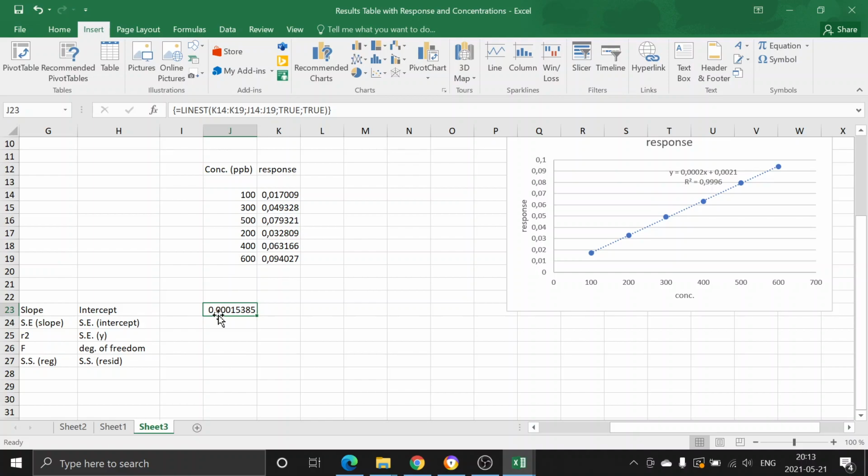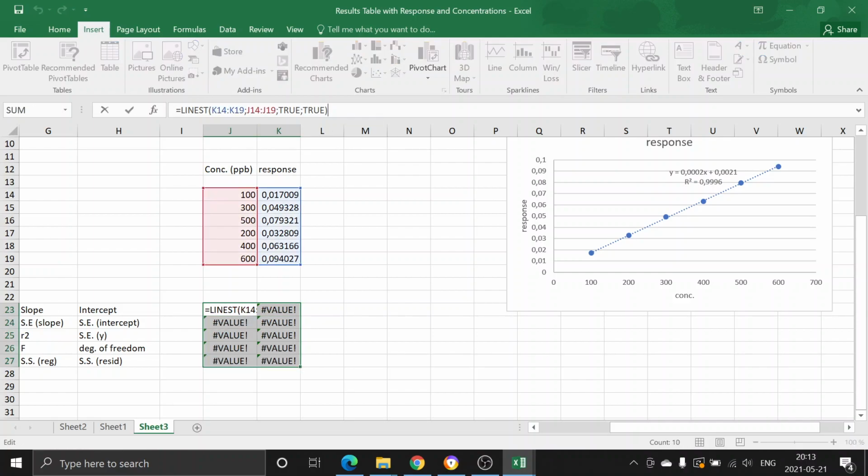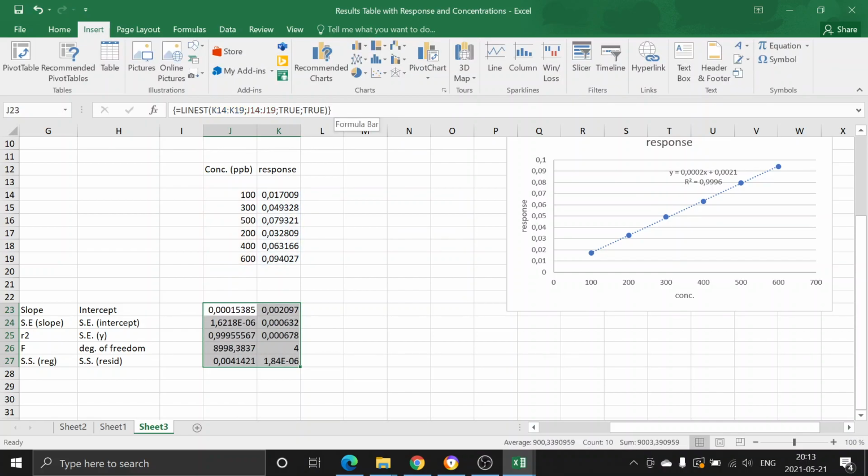But this is an array function, so it has multiple outputs. You should select 2 columns and 5 rows like that, and then you should go to the main bar, and then you should say Control Shift Enter, and it will give you all the parameters that can be produced by this linear regression analysis. And these numbers are standing for these entities. That one is slope, that one is intercept.